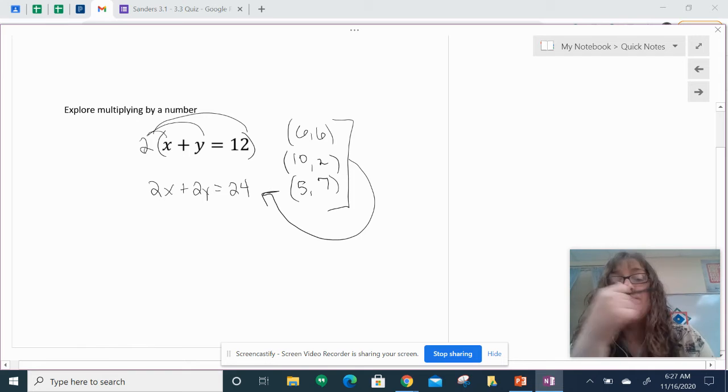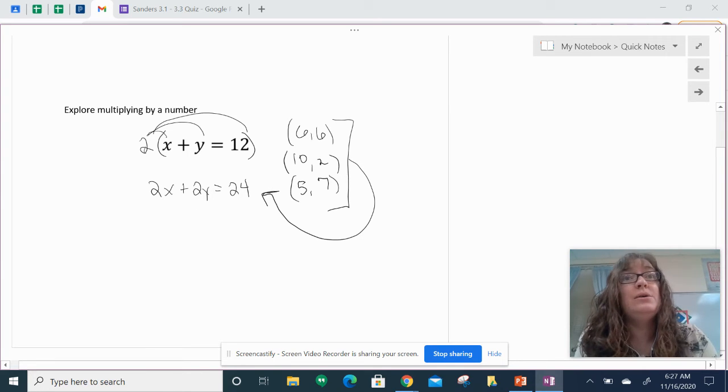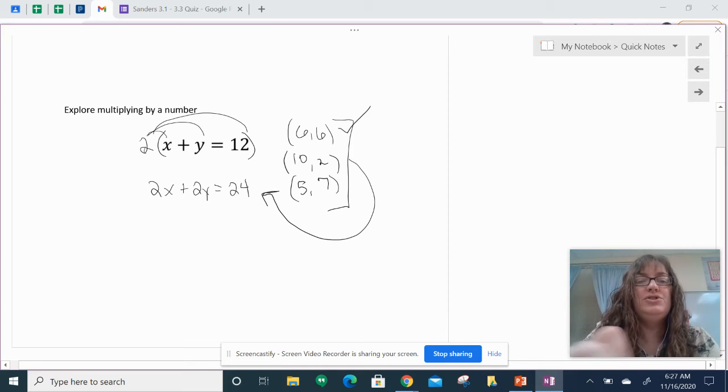So let's try it out. 2 times 6 would be 12. 2 times 6 would be 12. 12 plus 12 does in fact equal 24. So this one still checks out. Going on to the next one, 2 times 10 is 20. 2 times 2 is 4.